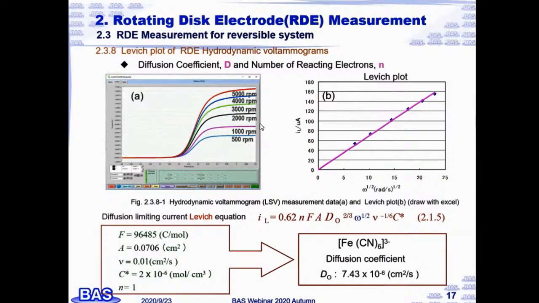If the diffusion limiting currents under the various rotation speeds, obtained by automatic processing of the software, are plotted against the square root of the rotation angular velocity, the linear Levich plot can be drawn. By substituting these parameters into the slope of the Levich equation, the diffusion coefficient of the ferrocyanide ion in this solution is calculated for this value.